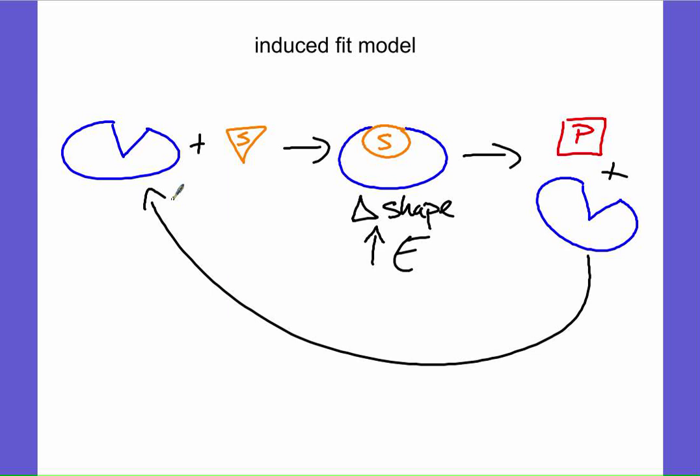But this one is better able to explain how those enzymes really work because you need to change the energy of that substrate somehow. And you're going to do that by changing the shape. So with those two models, we can explain how enzymes work.